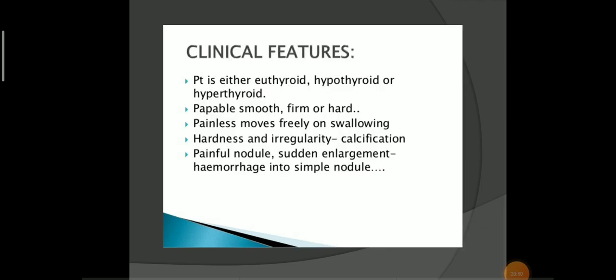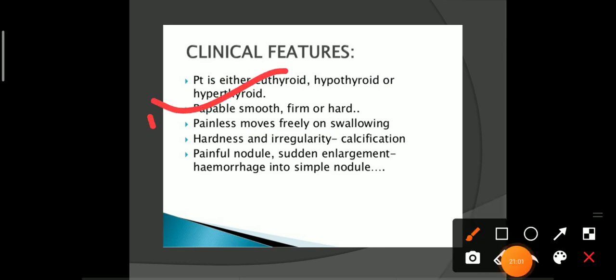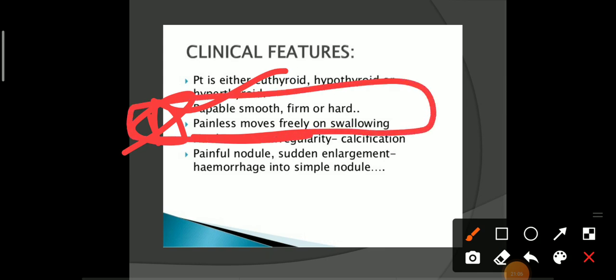Next, what are the clinical features of goiter? Whether it is euthyroid, hypothyroid or hyperthyroid, it is smooth, firm and hard. The main characteristic is that it is painless and moves freely on swallowing.